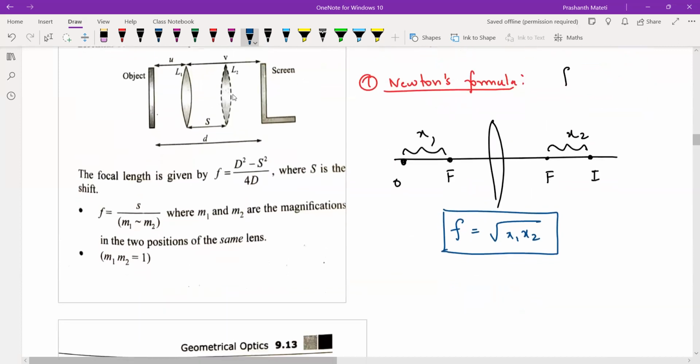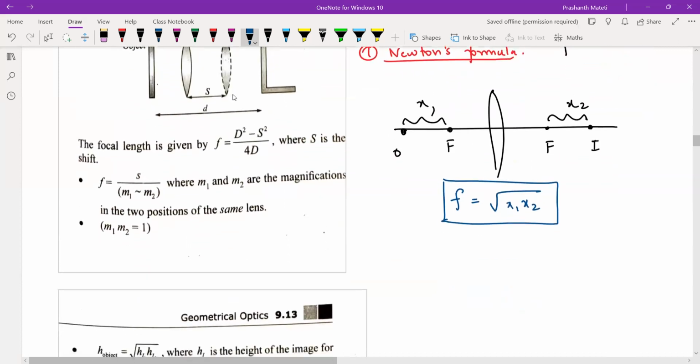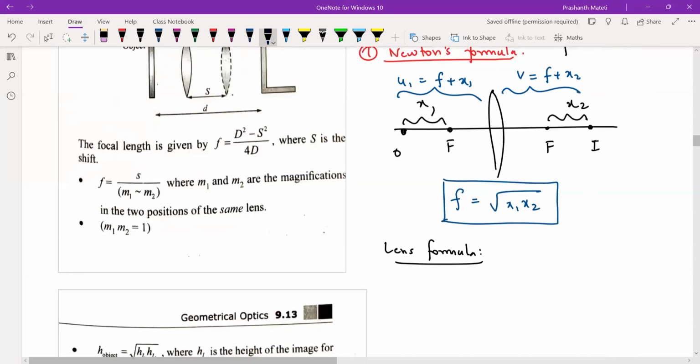Yes, sir. Okay, so what is the formula we have? Normally this is u, right? Now we should say with f: u is equal to f plus x1, and v is equal to f plus x2. Now if you substitute this in the normal lens formula, 1 by v, in place of 1 by v write 1 by f plus x2, minus 1 by minus of f plus x1, is equal to 1 by f.